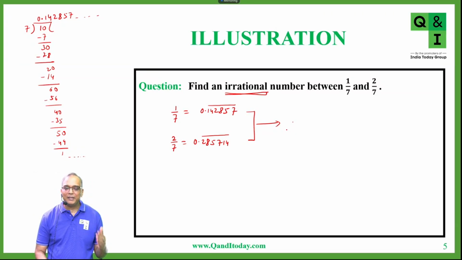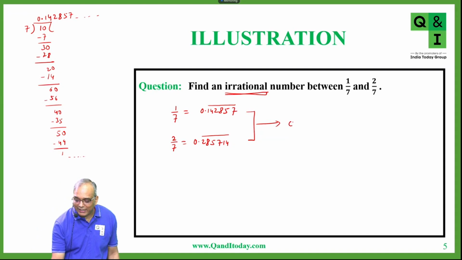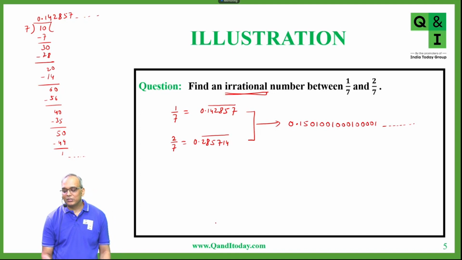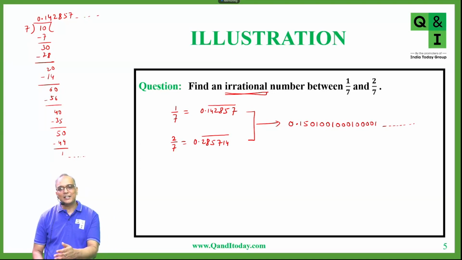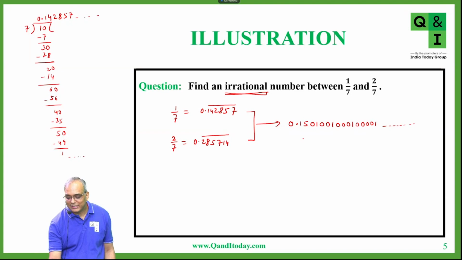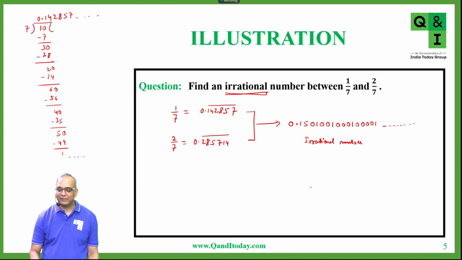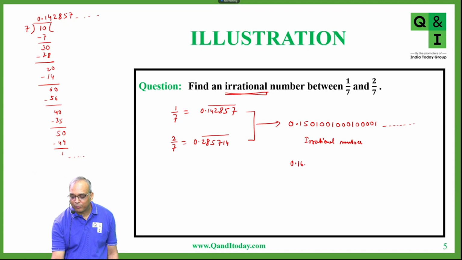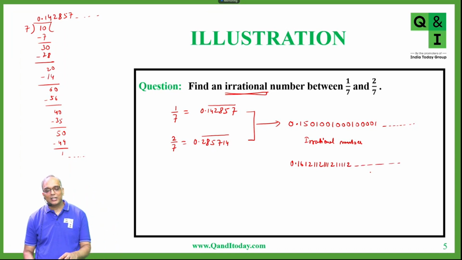So it should not repeat and it should not terminate. I can write this as 0.15, then 01, 001, 0001, and so on. This is neither terminating nor repeating. This is an example of an irrational number which lies between 1 by 7 and 2 by 7. You can have many such numbers, for example 0.1612112111211112 and so on. Again, this is non-terminating and non-repeating.